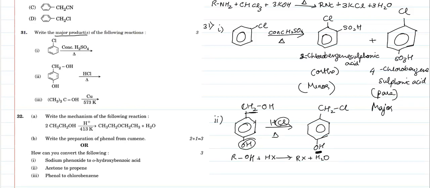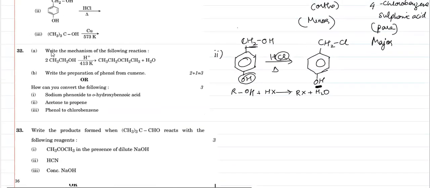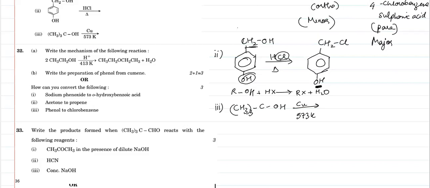The third one over here, we have been given this alcohol and it's undergoing a reaction with copper at 573 Kelvin. Now this reaction is again from alcohols, phenols, and ethers, and it's an example of the oxidation of alcohol. Here we have a tertiary alcohol, right?